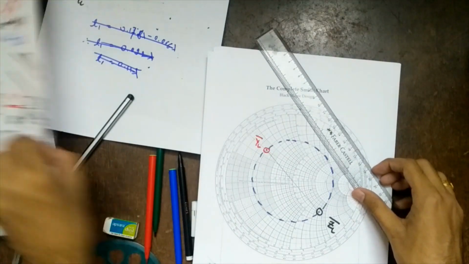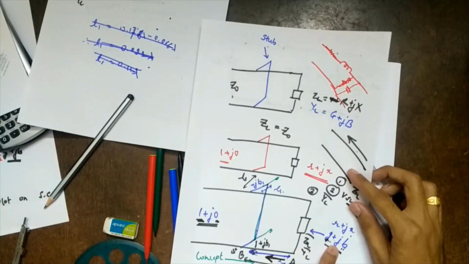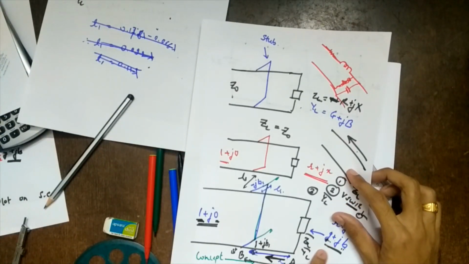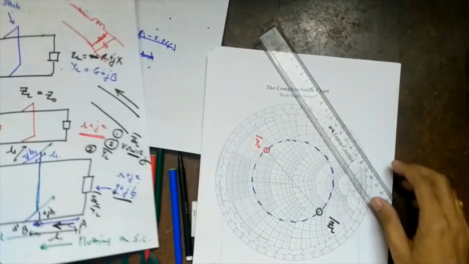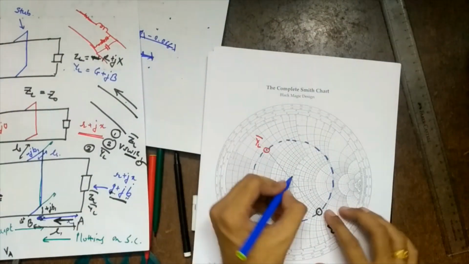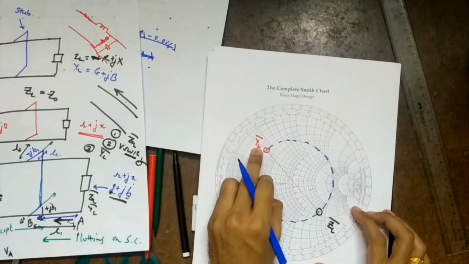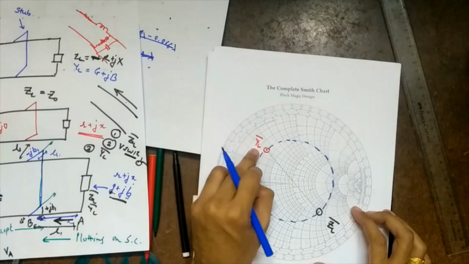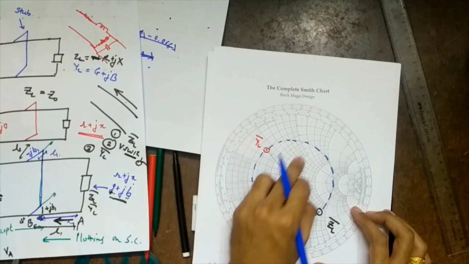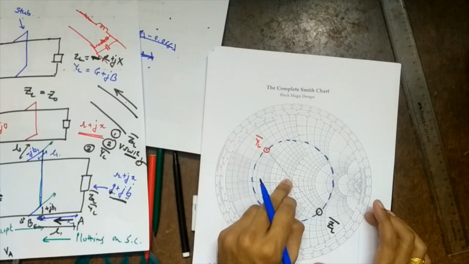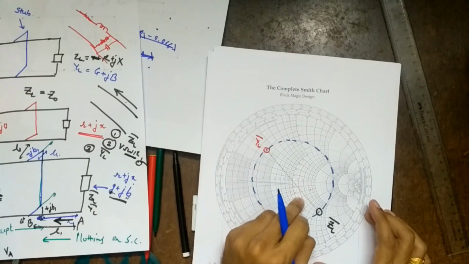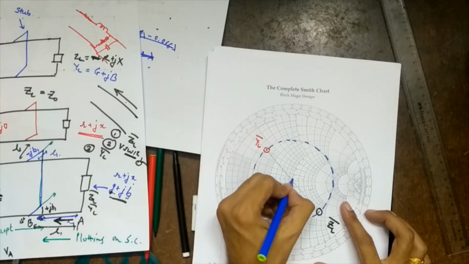Now what do I have to do? YL bar is nothing but G plus jB. I have to move on the VSWR circle so that G plus jB becomes 1 plus jB1. We don't know what jB1 is, but we know that G should become 1. So where is G equal to 1? This is the R equal to 1 circle, and now we are in the admittance Smith chart because we have converted ZL bar to YL bar. So R equal to 1 becomes G equal to 1, since 1 by 1 is 1. This is my G equal to 1 circle.